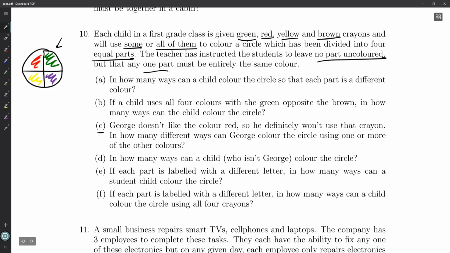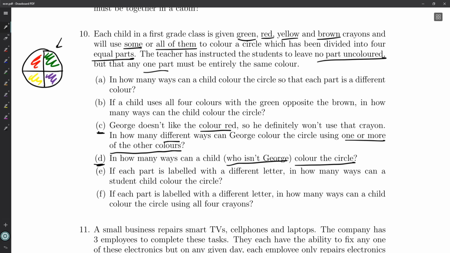Okay, now specifically somebody was asking about C and D. Let's jump into them and see if we do. George doesn't like the color red, so he definitely won't use that crayon. In how many different ways can George color the circle using one or more of the other colors? Interesting. And just while we're here reading D part, in how many ways can a child who isn't George color the circle? Well, that's interesting.